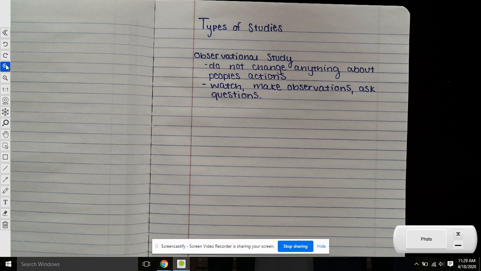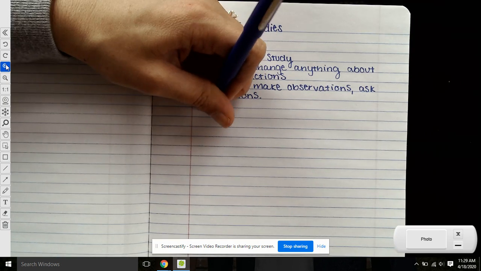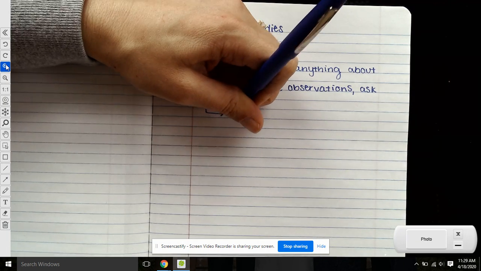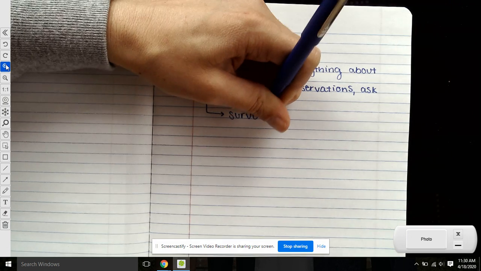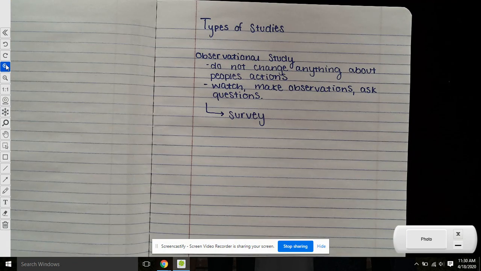So now, observational study, I believe in the video they talked about looking at driving patterns. And in that case, you might look at Google Maps, see where there's traffic, something like that. Another type of subset of observational study is a sample survey. So you can conduct a survey, and that is a type of observational study.